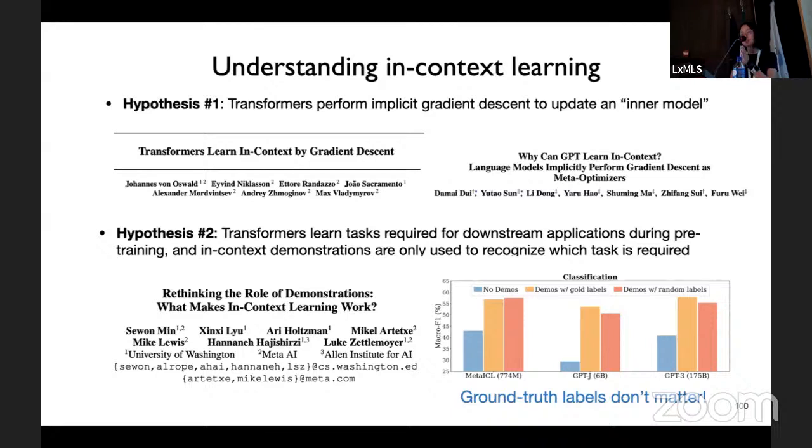GPT-3 calls this few-shot learning. Few-shot learning means that you still need a couple of examples to do in-context learning. But if the ground truth labels do not matter that much, that means you only need the output space and the input examples. You don't actually need the output labels. So there is a lot of understanding to be gained around how in-context learning works.